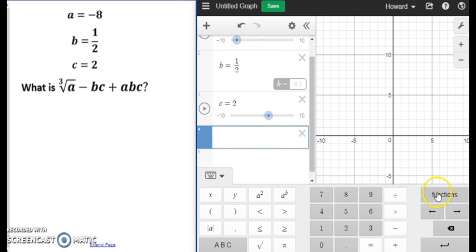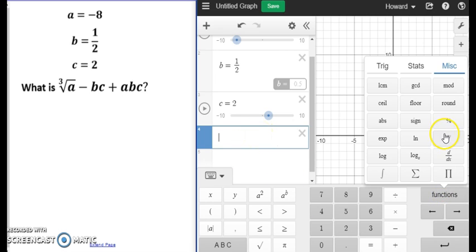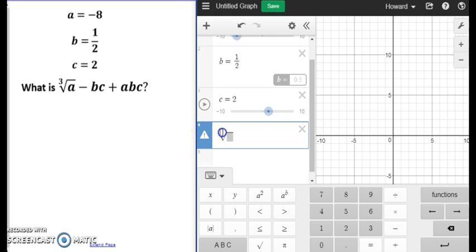So what's the cube root? Well, again, how do I get the cube root? I hit the little function button. I hit the little button right here, the cube root of n, or the nth root. So what root do I want? I want the third. Put in there a.